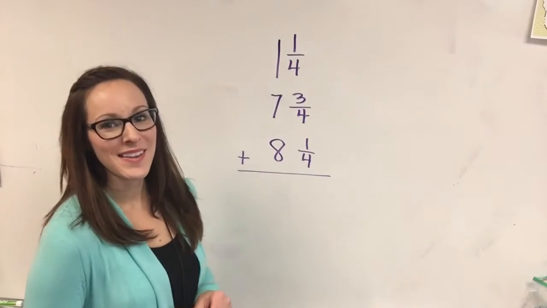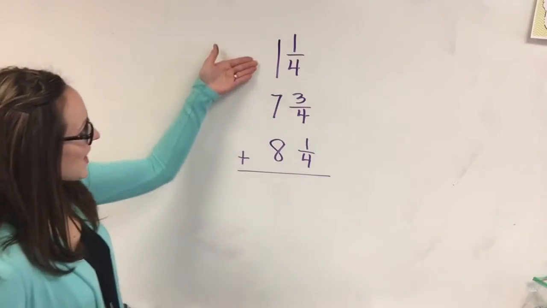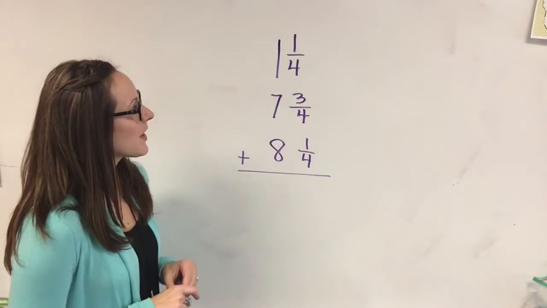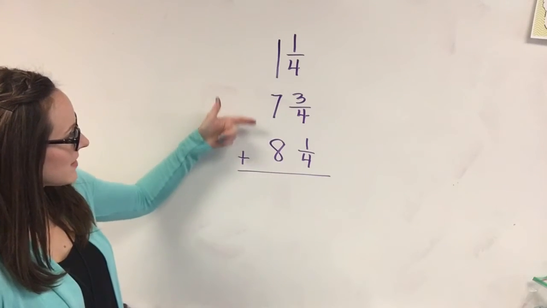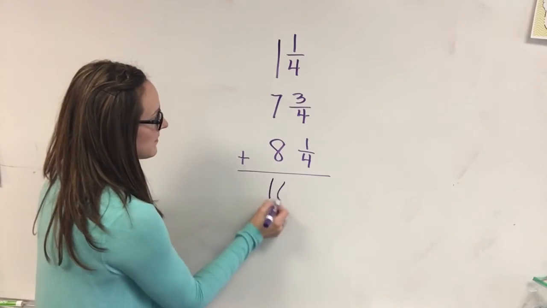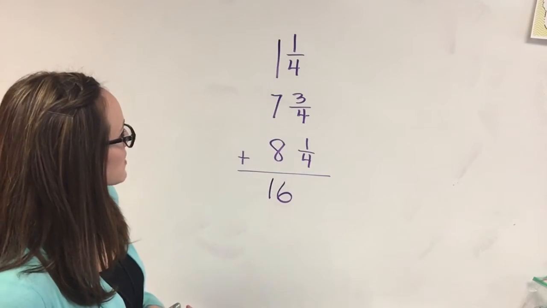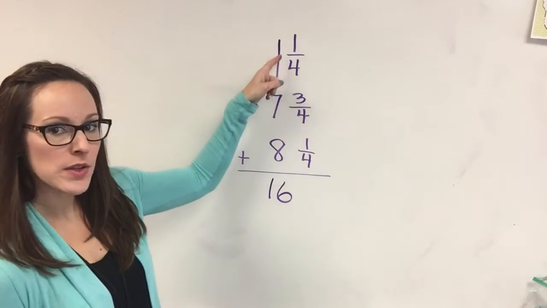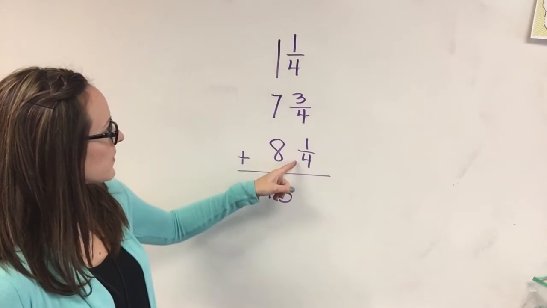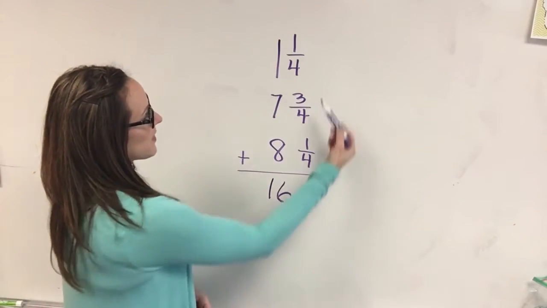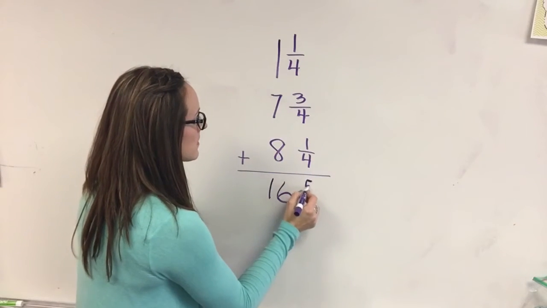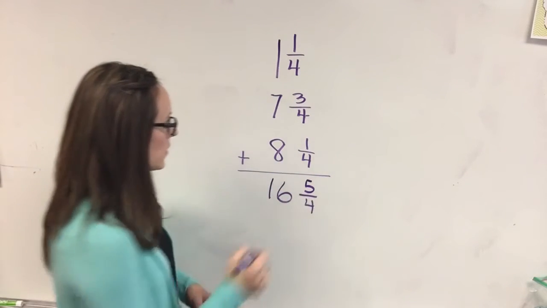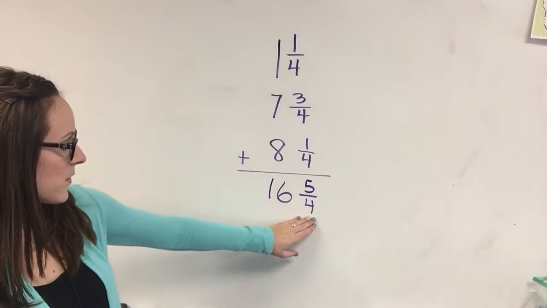Now let's take something a little bit more complicated. Let's take 3 mixed numbers and add them together. First, let's add our whole numbers. So 1 plus 7 is 8, and 8 plus 8 is 16. And then let's take our fractions and add them together. So 1/4 plus 3/4 plus 1/4 is going to give us 5/4, because 3 plus 1 is 4, and 4 plus 1 is 5. So we end up with 16 and 5/4.